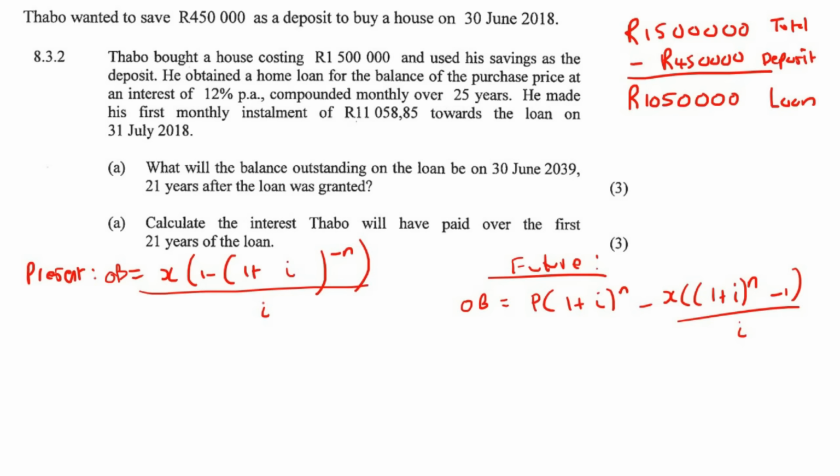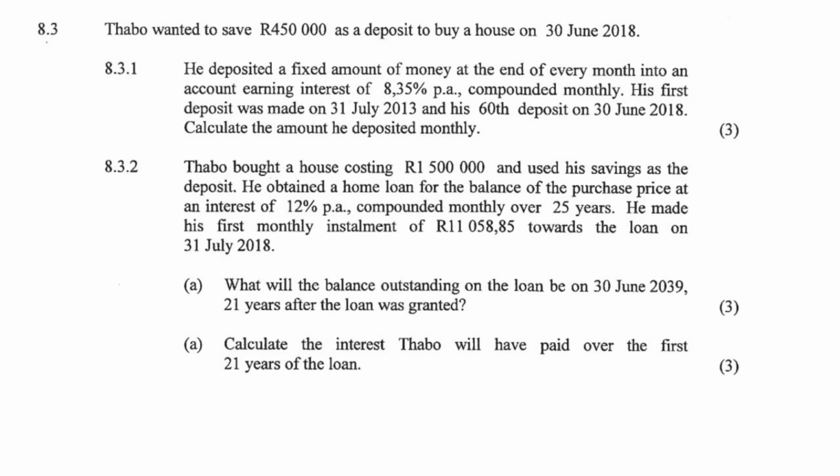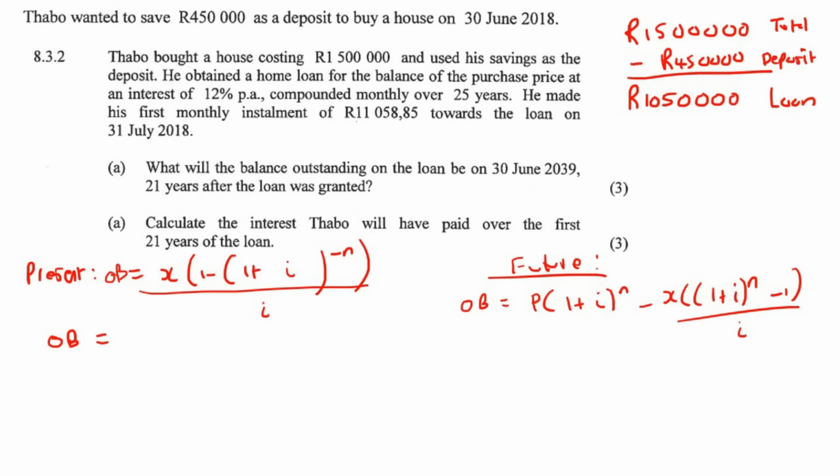So with the present value method, what we're going to do is say the outstanding balance is equal to, now for the loan, I nearly used the 6,000 Rand value that we worked out earlier, but in that question that was some other type of account he opened, just because he was trying to save up money. So that was a different investment. For this one, there's a different value: that's his monthly installment. So we're going to say 11058.85. And the interest rate for this compounding one is 12%.